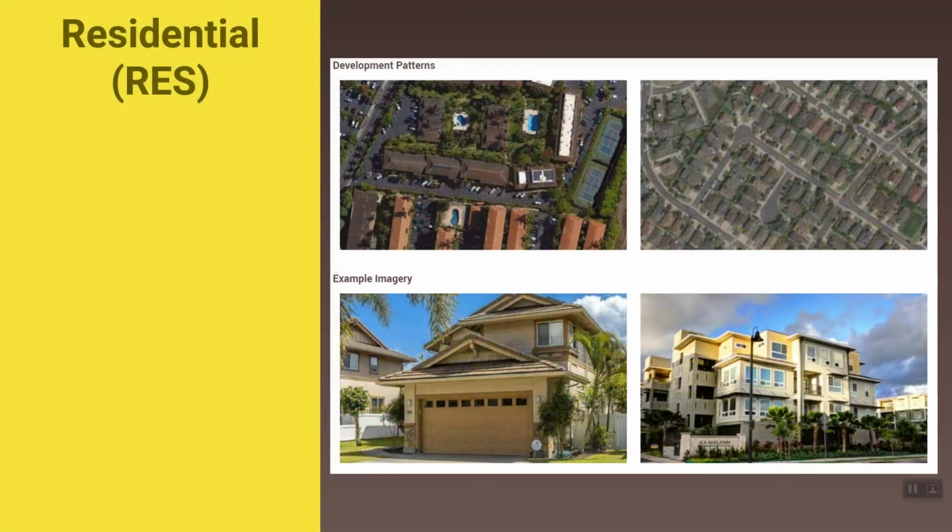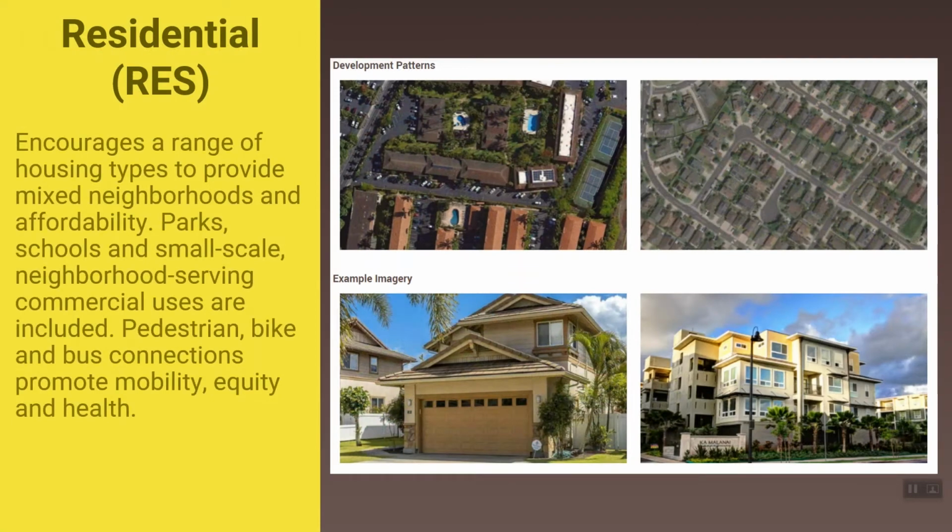The residential designation encourages a range of housing types to provide mixed neighborhoods and affordability. Parks, schools, and small-scale neighborhood-serving commercial uses are included. Pedestrian, bike, and bus connections promote mobility, equity, and health. Examples of residential around the island include Lahainaluna neighborhoods in North Kihei, Kehalani in Wailuku, and Kuau Bayview in Paia.